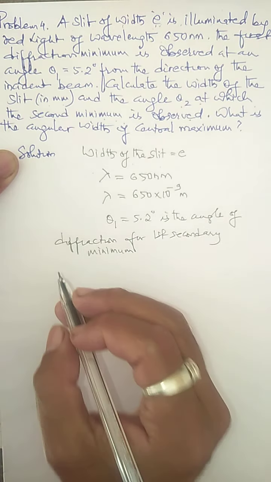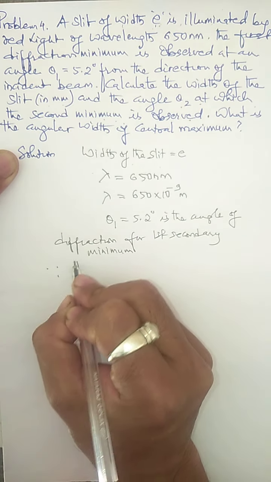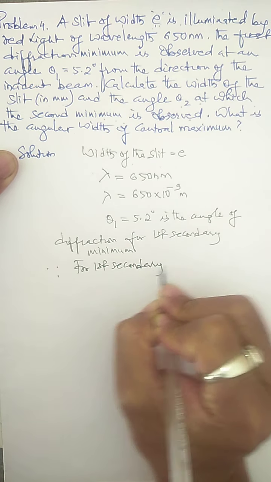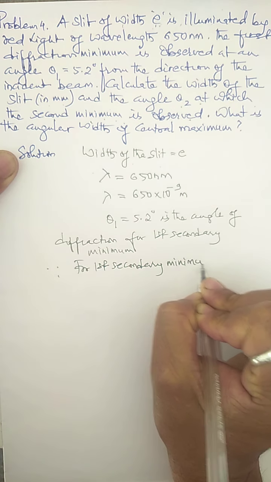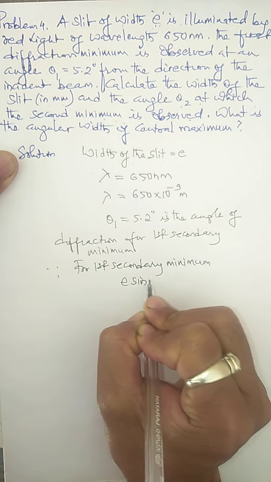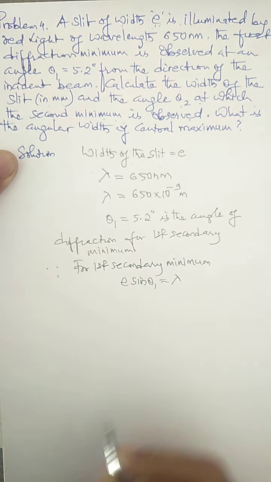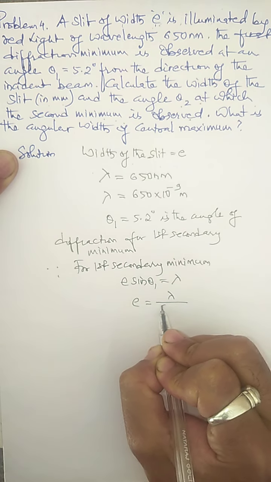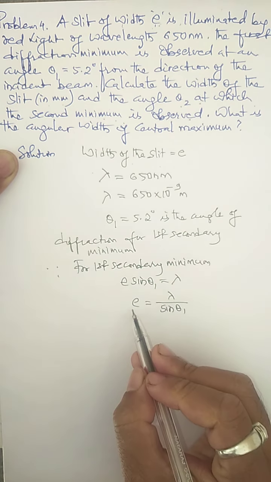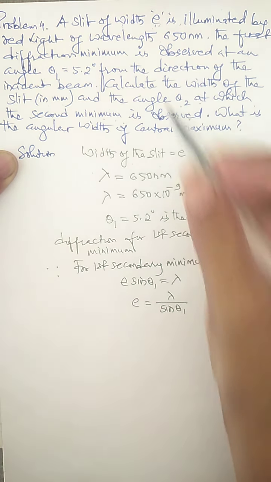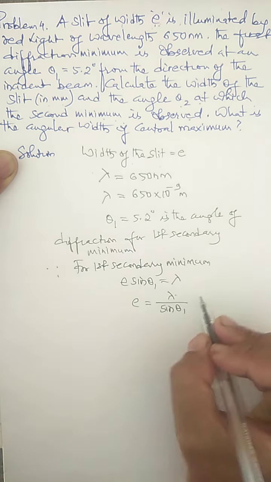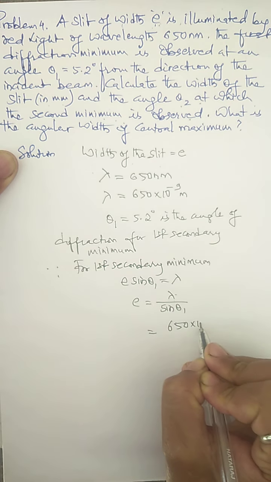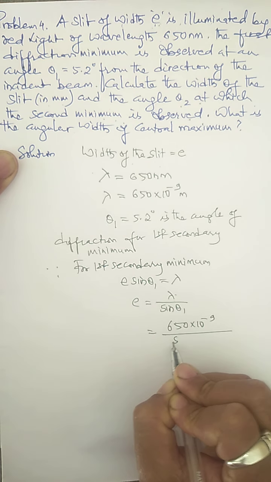Now in order to solve this question, I use this condition for the first secondary minimum. You know, for the first secondary minimum, the condition is E sin theta 1 equals lambda. So from here we have to find E. E equals lambda by sin theta 1. If I make E, the width of the slit, the subject in terms of lambda and theta 1, and substitute the value, the wavelength is given as 650 into 10 to the minus 9 by sine of theta 1.